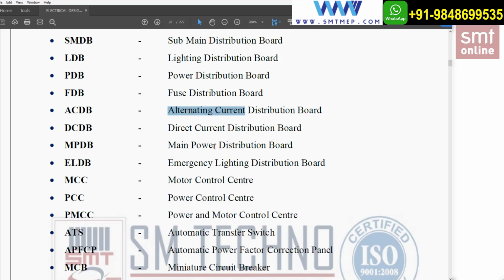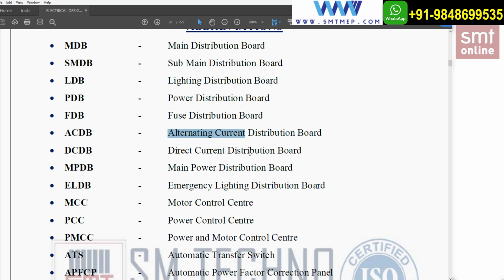Again, we are having MPDB, main power distribution board. This main power distribution board is also same like your MDB only, but this MDB is a common term which is used for the commercial and for the residential buildings. And this main power distribution board we are using at the industrial level projects like your airports, metro rails, etc. At industrial level, we will use this board.